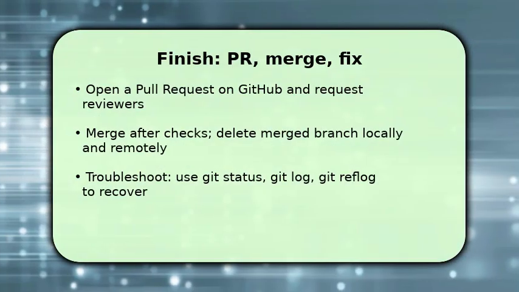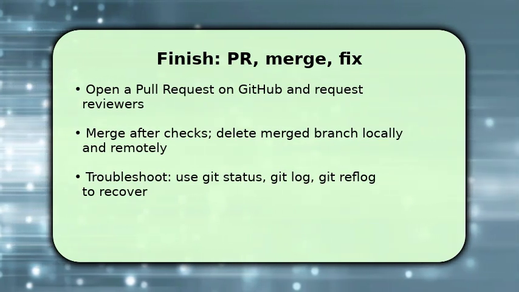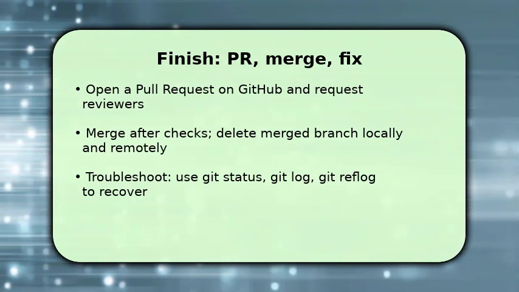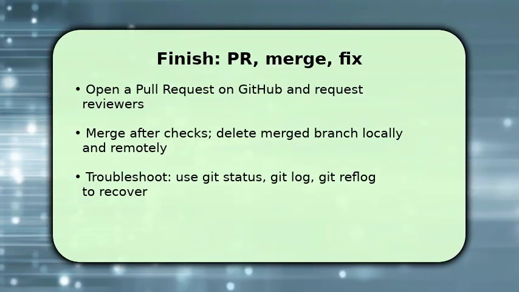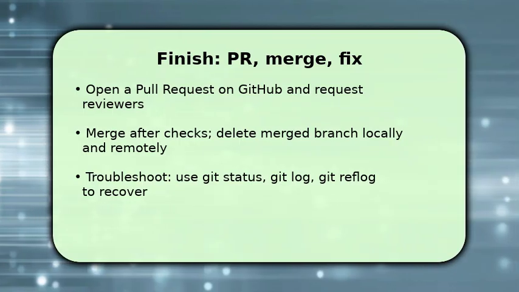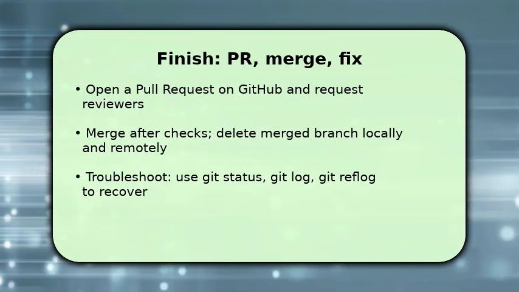You finish by sending your branch for review and merging it into the main line. On GitHub, open a pull request, add reviewers, and address requested changes. Once checks pass, merge using the chosen strategy. After merge, delete the feature branch both on GitHub and locally with git branch -d and git push origin --delete.